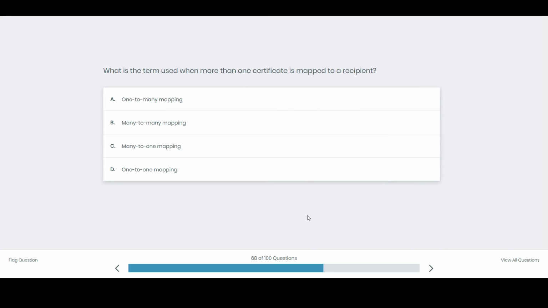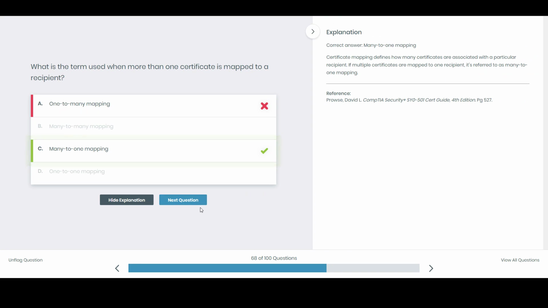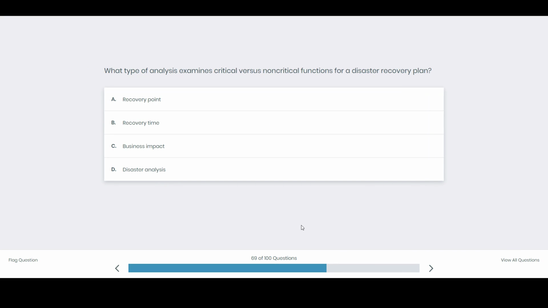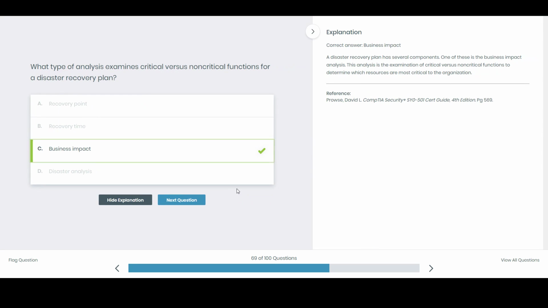What is the term used when more than one certificate is mapped? Oh, this is collision. Oh no, I'm not sure. Let's pick this one. I'll go for many-to-one. Okay, many-to-one. Certificate mapping defines how many certificates are mapped. What type of analysis examines critical versus non-critical functions for a disaster recovery plan? I think this one here: business impact analysis. Okay.